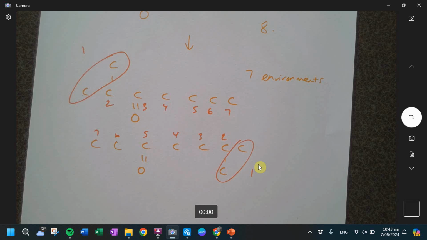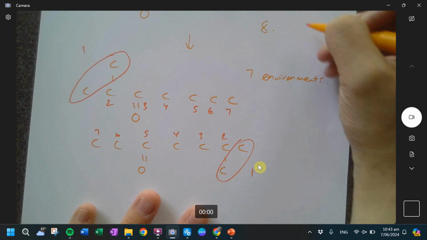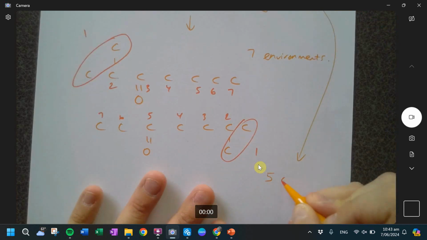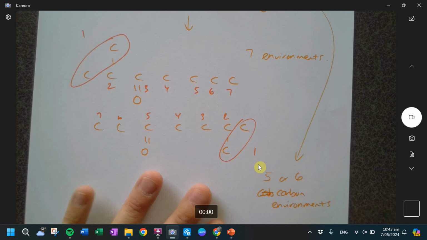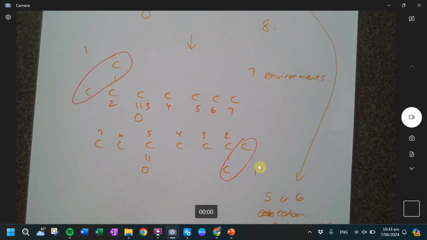Just trying to think if it's easy to do 6. Do you guys want to take that same molecule and see if you can find a 5 and a 6? So take the same molecule and see if you can find 5 or 6 carbon environments. So take that same molecule, move the carbonyl potentially, move the methyls, and see if you can find a 5 or a 6 carbon isomer. I'm trying to say 5 or 6 carbon environment isomer.